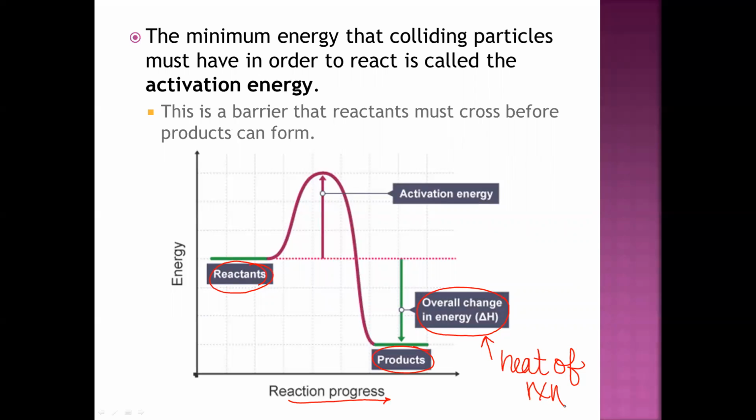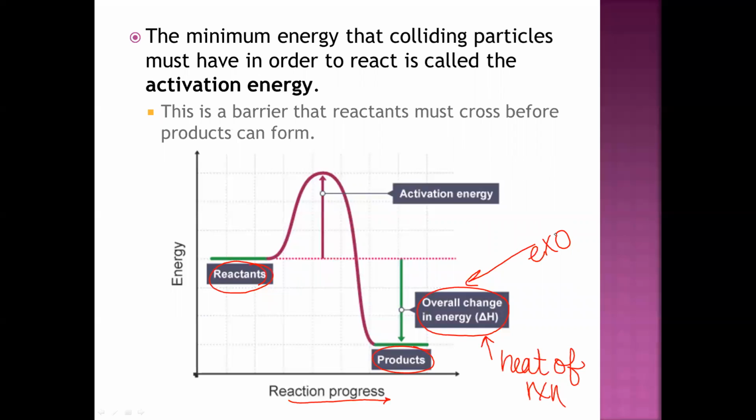Okay, so if it is an endothermic reaction, then the products will have higher energy than the reactants, and so the products would be written above. But this would be a case of exothermic, because the products have lower energy than the reactants, which tells us that energy was lost or released. Okay, so that's tying in chapter 17 stuff.